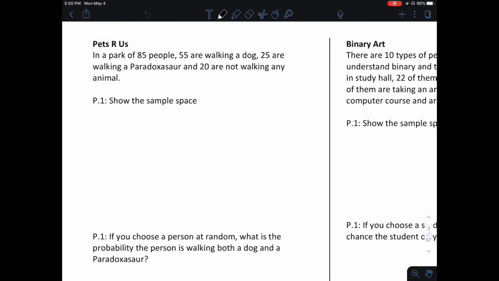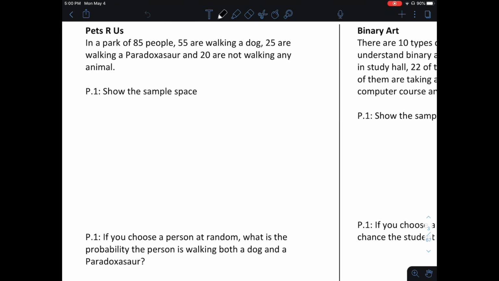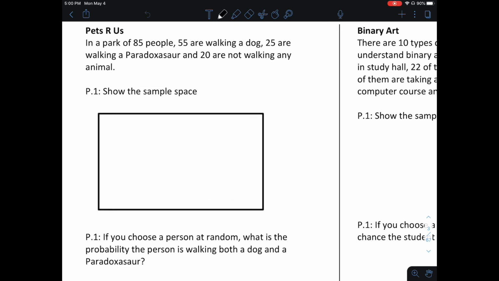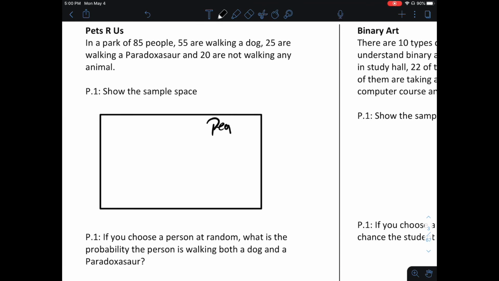Pets Are Us. In a park of 85 people, so that's our total sample size here, 85. And I'm just going to call this rectangle people. Got 85, it's going to fit in here. 55 are walking a dog. 25 are walking a paradoxosaur, and 20 are not walking any animal at all. So we have a circle for the dog walkers. We got a circle for the paradoxosaur. Now remember what a paradoxosaur is. A paradoxosaur, if you believe it exists, it doesn't. But if you don't believe it exists, it does.